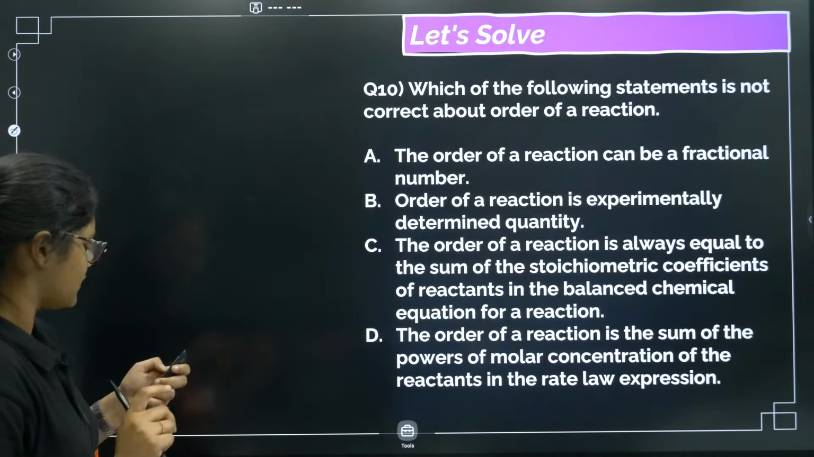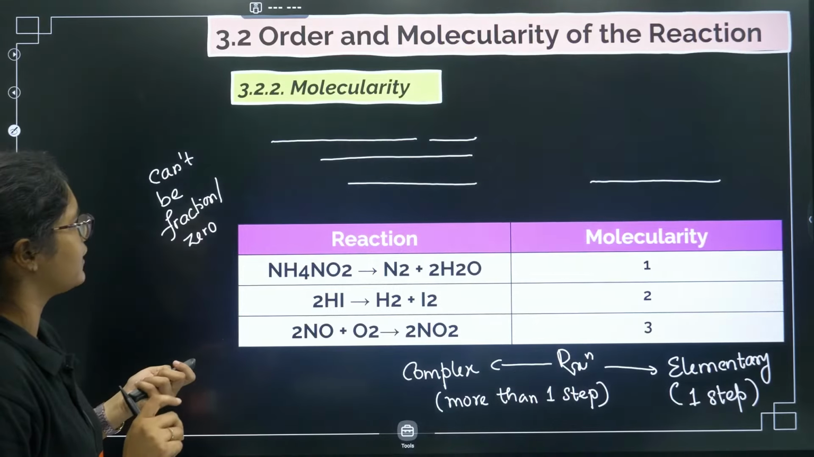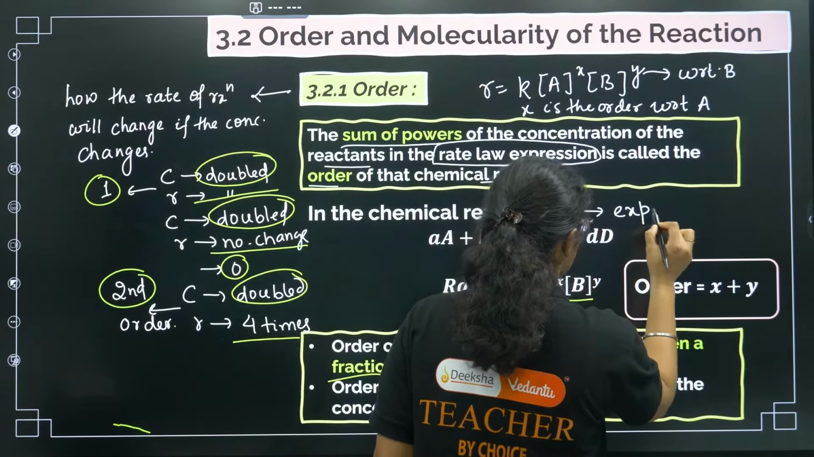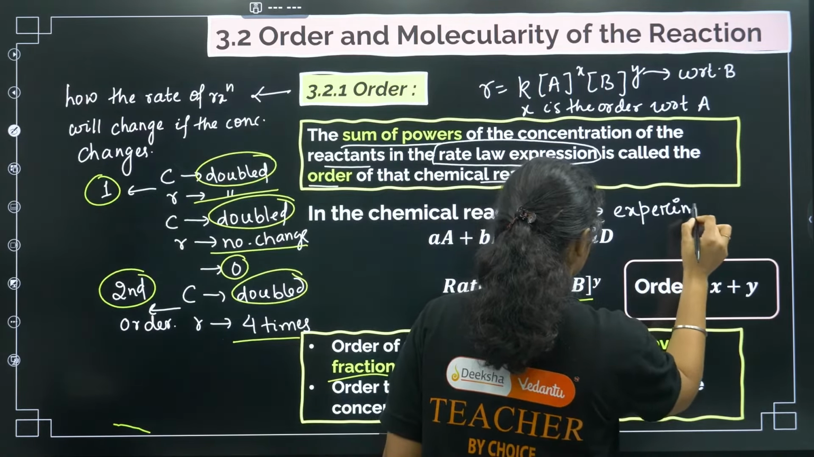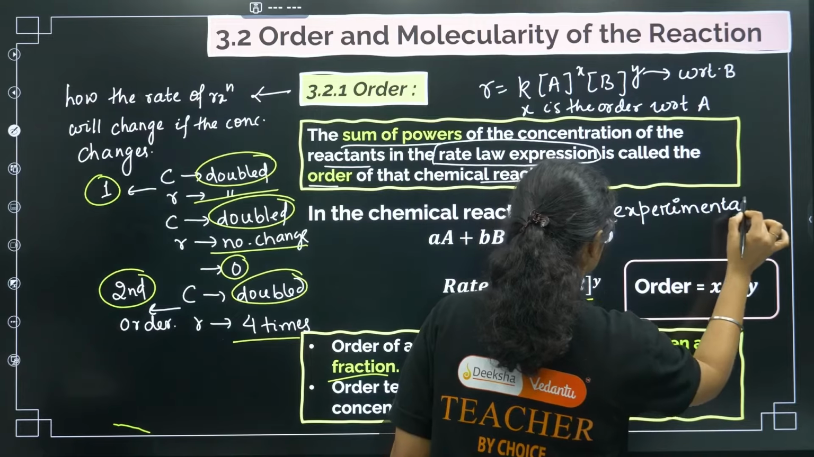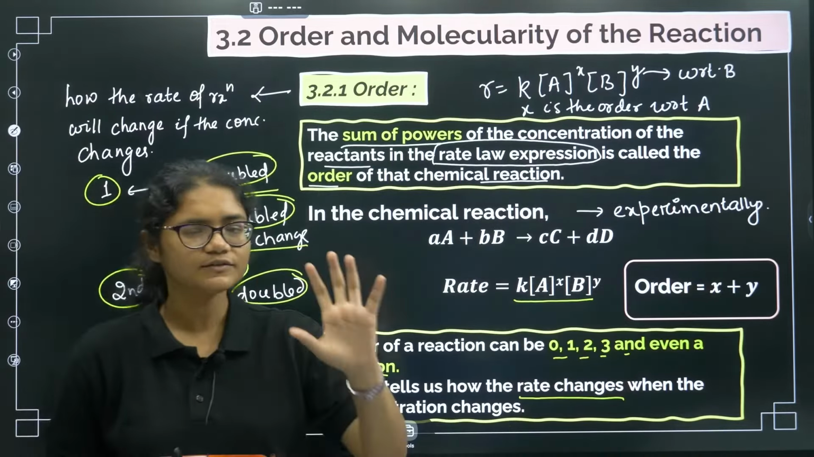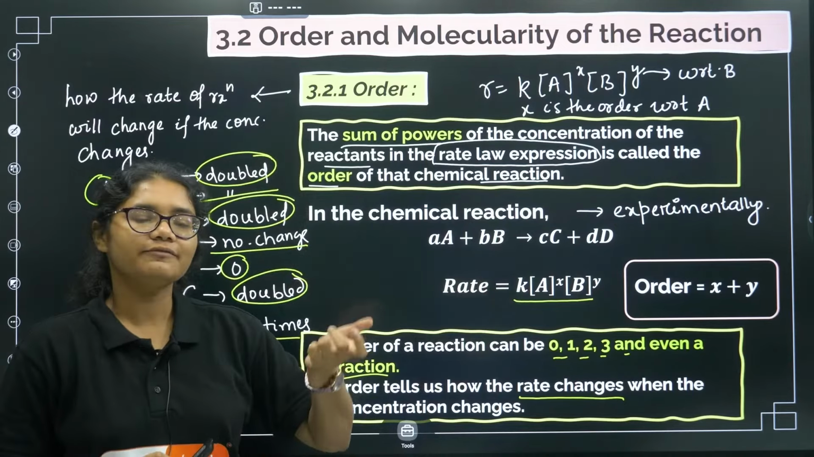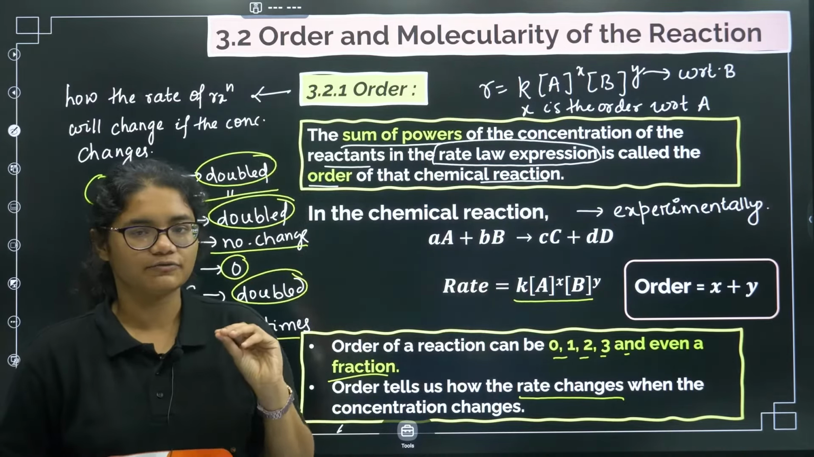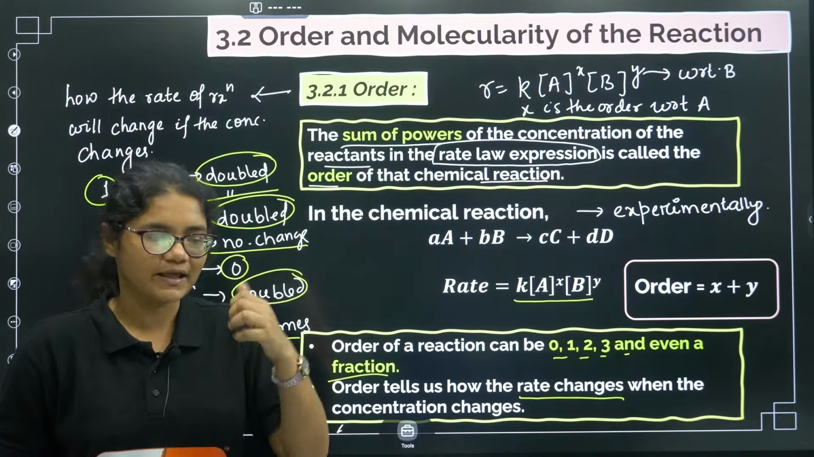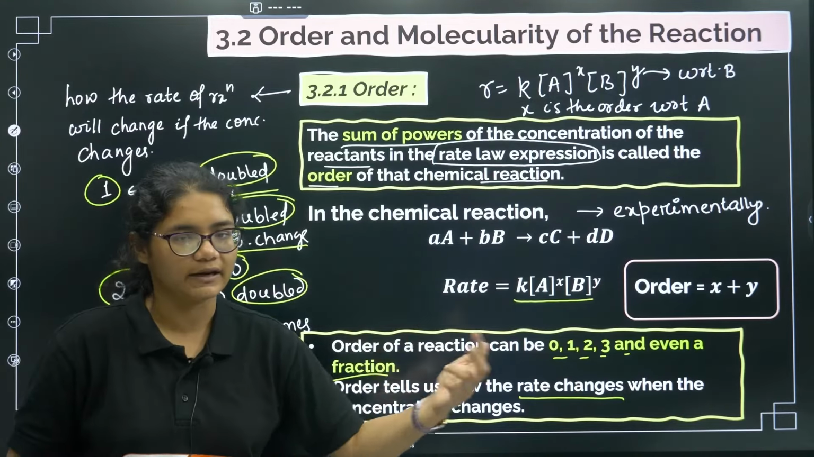Let us do this question. One more thing I want to add regarding order. How is order determined? Order is determined experimentally. Please remember this one. What do I mean by experimentally? Suppose I have a reaction, A plus B giving C plus D. Now I will change the concentration of A, I will make A double, and then I will see what is the effect on the rate.